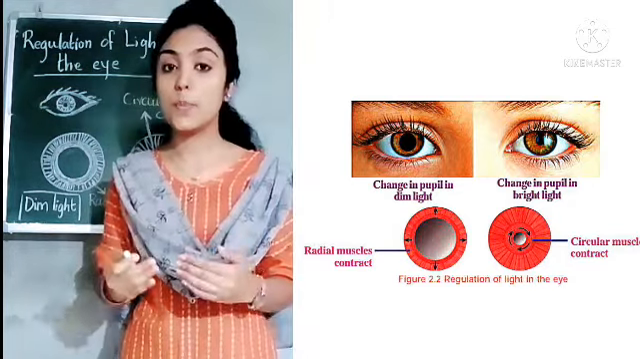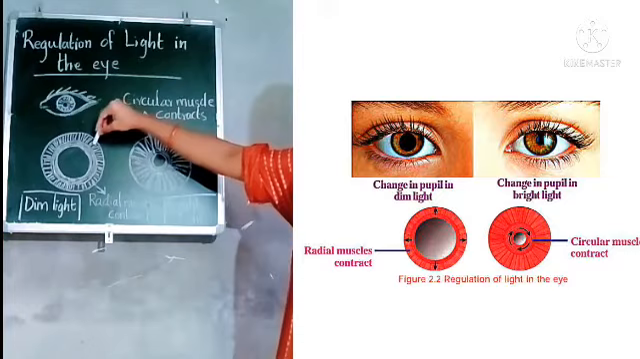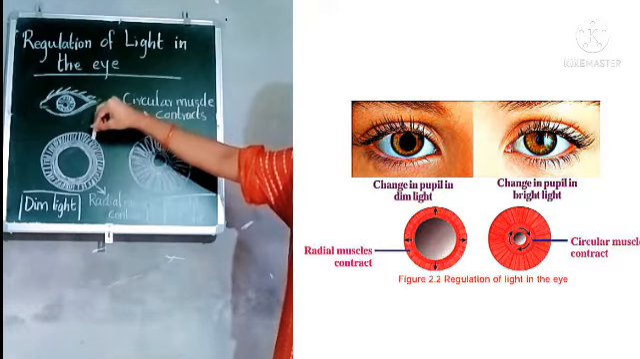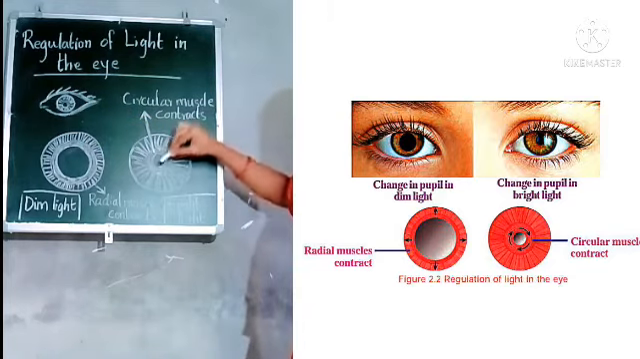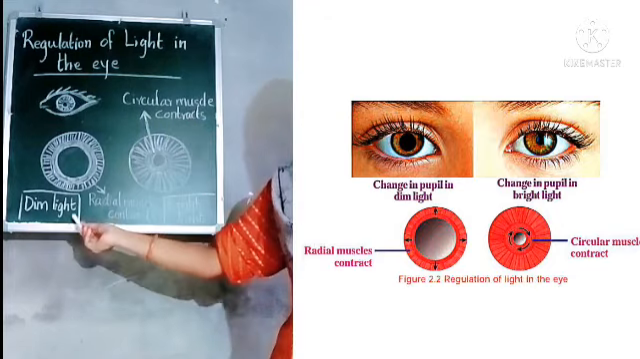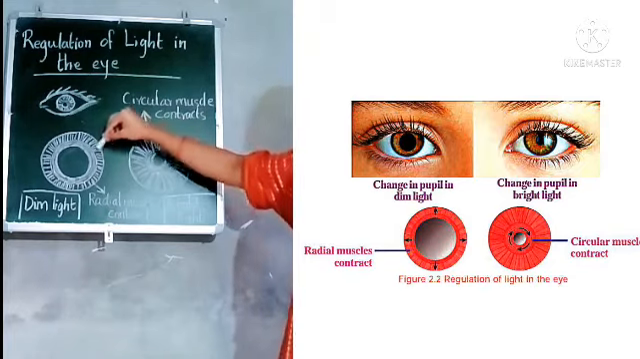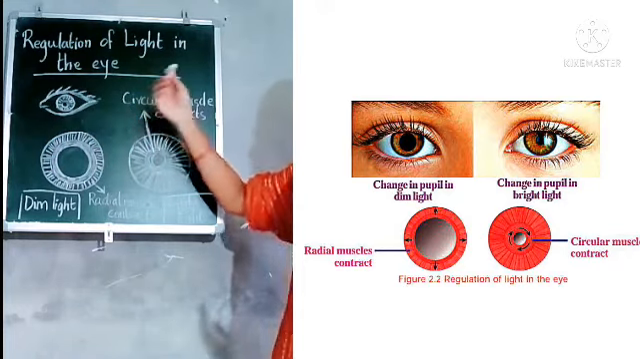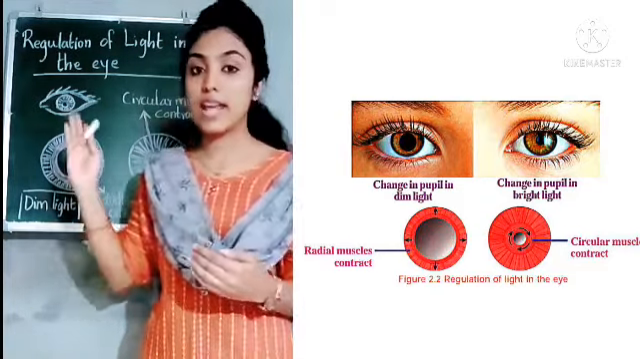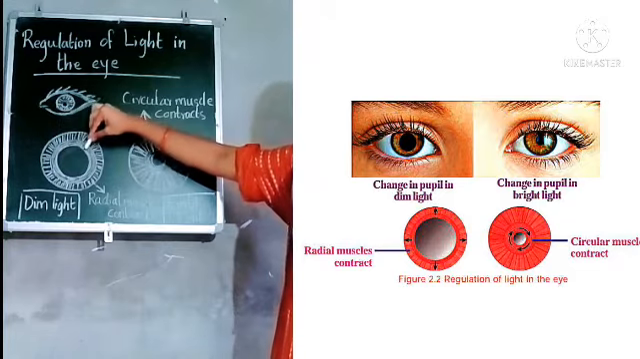So the size of the pupil is regulated by two types of muscles. Here you can see there are two types of muscles. These are radial muscles and these are circular muscles. Here also you can see these are radial muscles and this is circular muscles. Then in dim light, what is happening to the muscles? In dim light, you can see the radial muscles. In dim light, the radial muscles contract so that the size of the pupil increases.